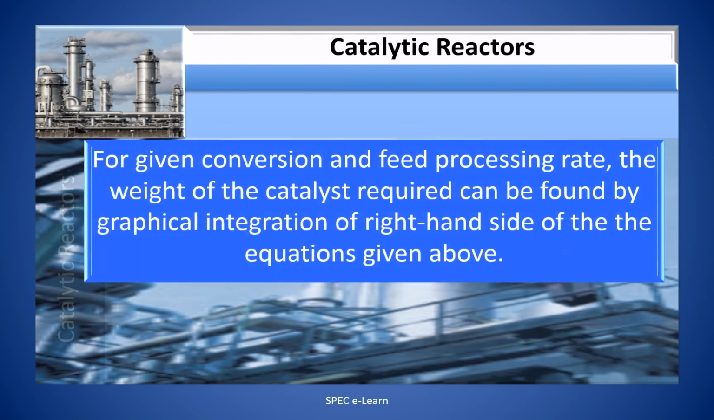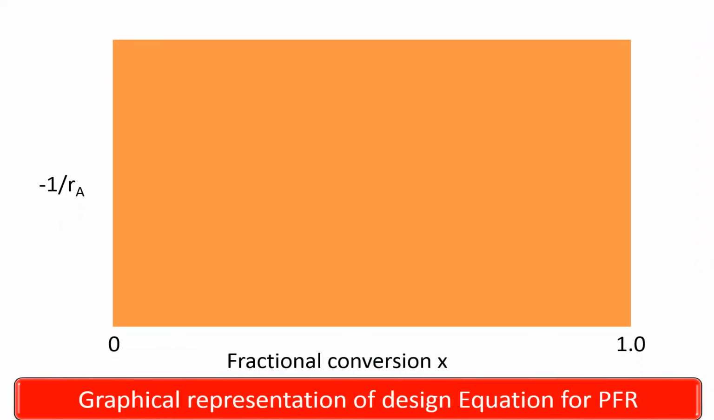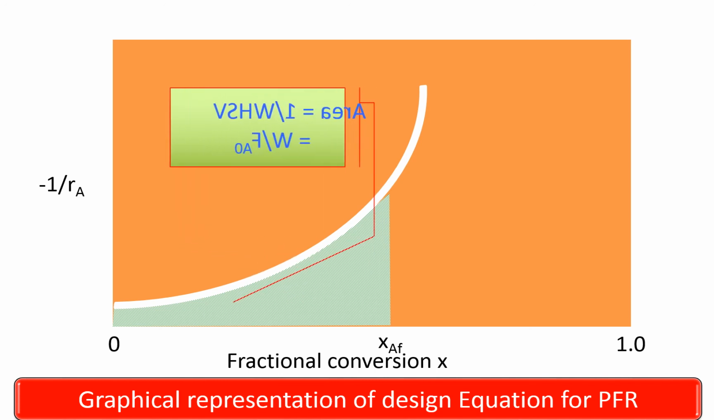For given conversion and feed processing rate, the weight of the catalyst required can be found out by graphical integration of the right hand side of the equation given above. A plot of minus 1 by Ra can be made for different values of XA. This is a plot of minus 1 by Ra versus fractional conversion in a catalytic reactor. For a given conversion, the area under the graph can be found out. The area under the graph equals 1 by weight hourly space velocity. It's also equal to the weight of catalyst divided by the molar flow rate.